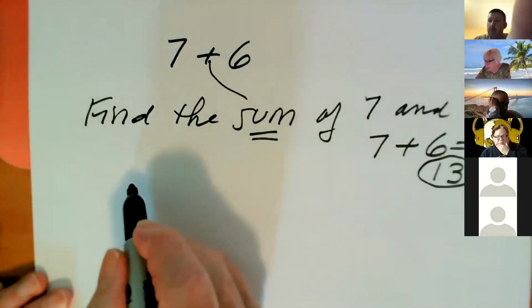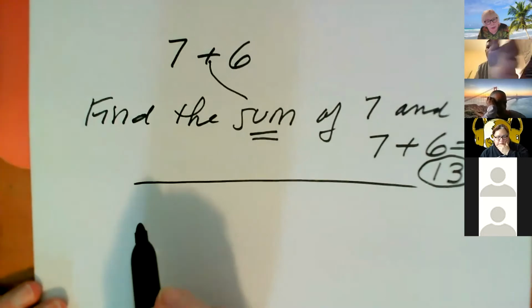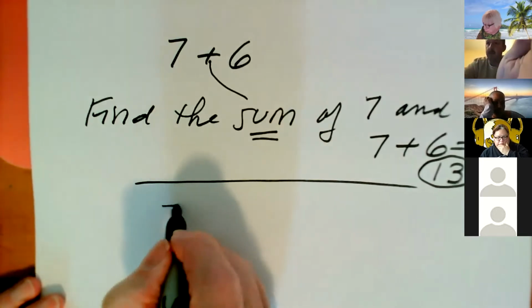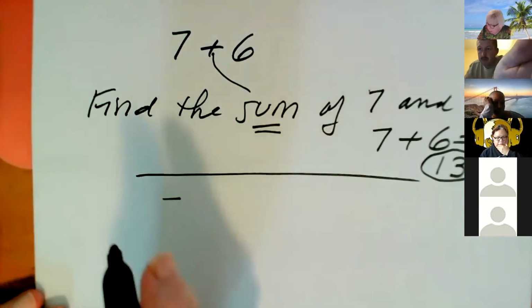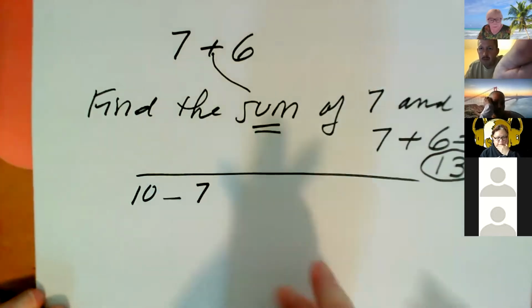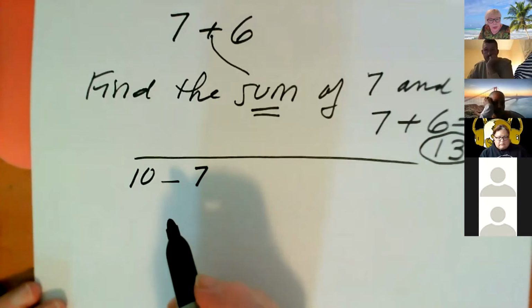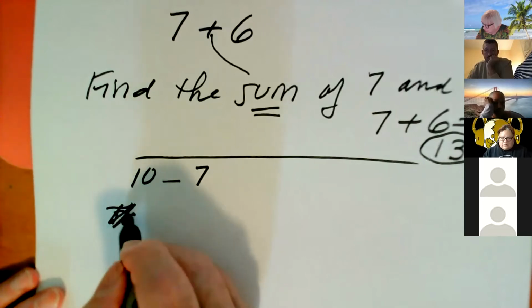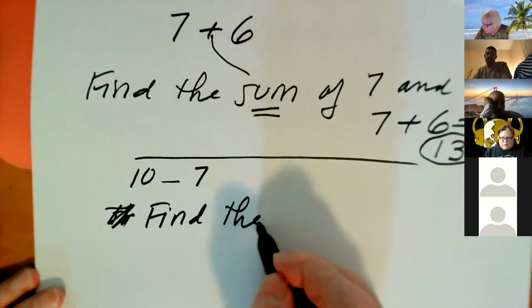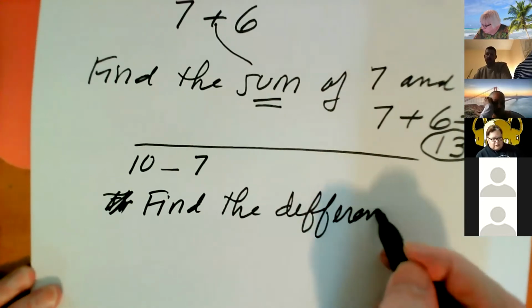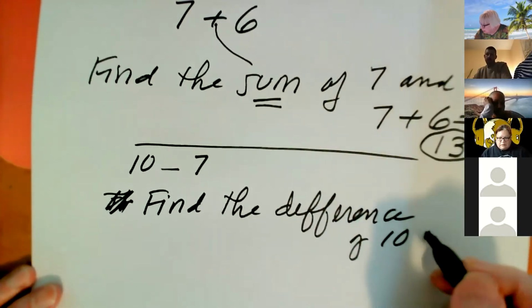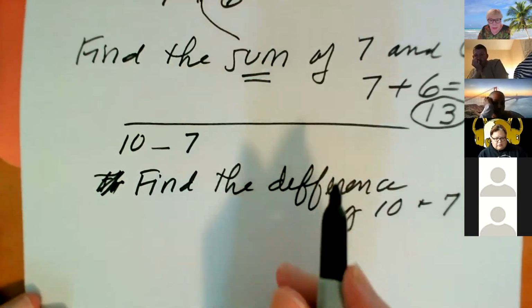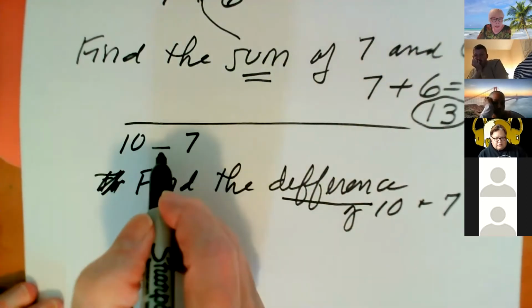Now, the other thing is every single one, if it's adding, you're using this symbol. If it's subtracting, they use this symbol. So let's just do this one. So if they turn it into words, it's like, I got carried away there. Find the difference of 10 and 7. So this is the exact same thing as up here. Difference translates into subtract.